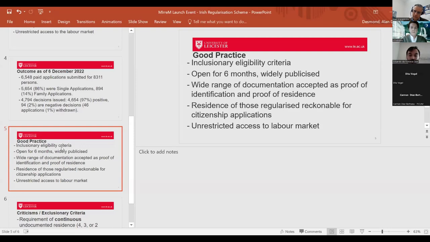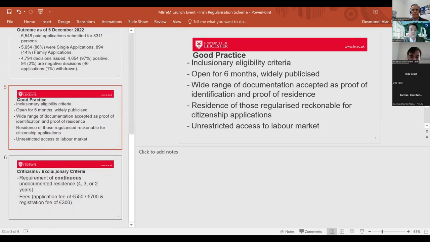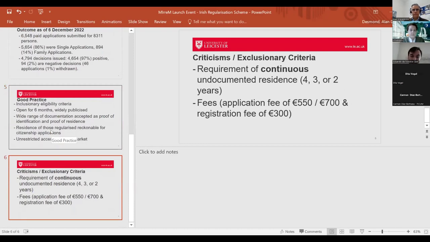It was quite applicant friendly in terms of the wide range of documentation that was accepted as proof of identification and proof of residence in Ireland. And as I mentioned, the residence of people successfully granted status under the scheme is reckonable for citizenship applications, which is quite progressive and is something that you don't see in many regularization schemes that have been carried out in the past in Ireland and in Europe. And again, I mentioned already the unrestricted access to the labour market that was granted to successful applicants.